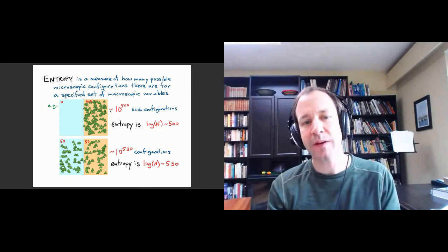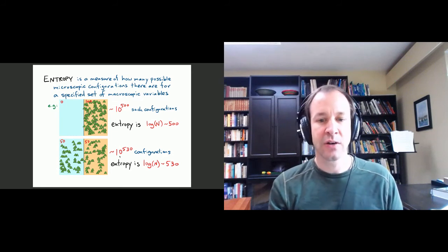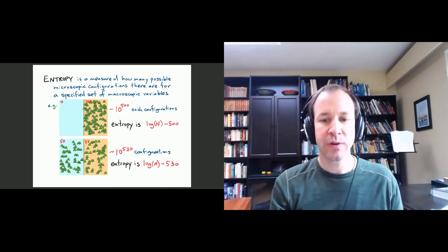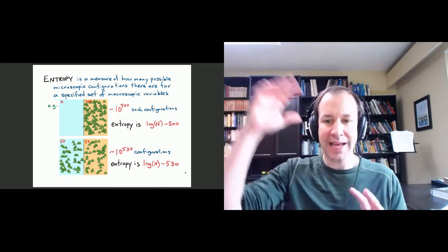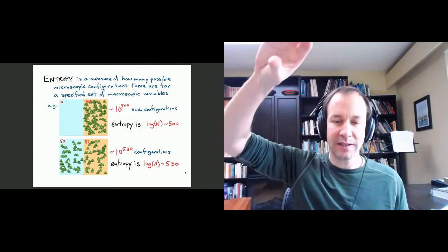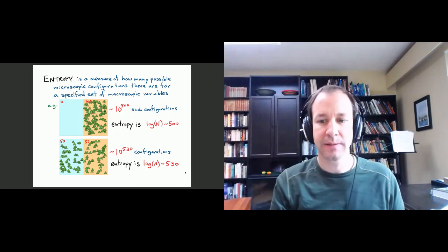Okay, so the entropy would be about 500 in this case here. And in the other case where the number of configurations is 10 to the 530, we would say that the entropy is 530. So it's kind of like the exponent, the power of 10 in our number of configurations.